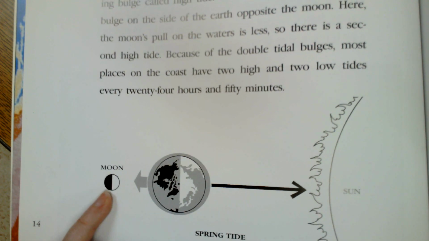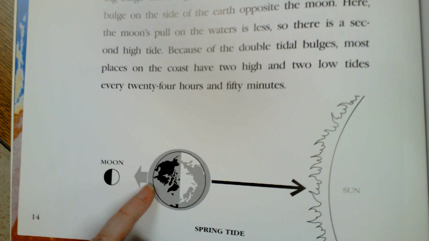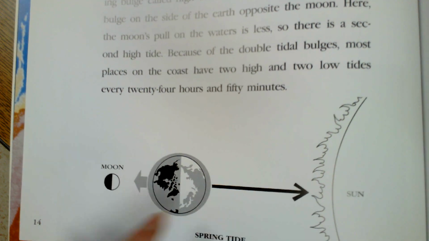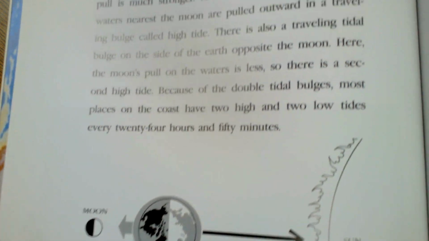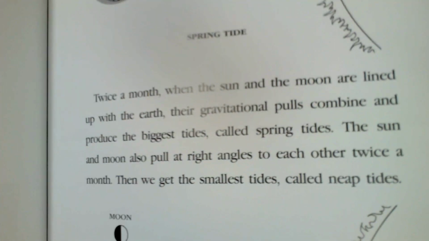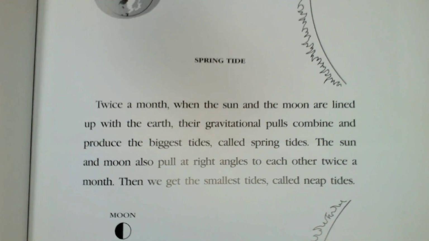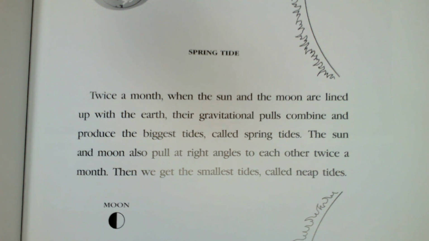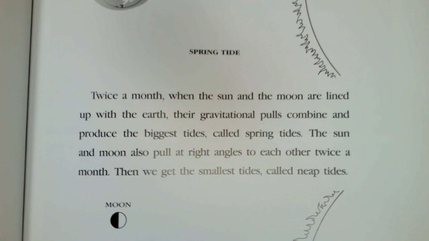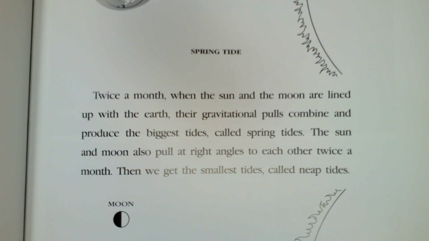See, the moon pulling here and the bulges in the center. We call that a spring tide. Twice a month, when the sun and the moon are lined up with the earth, their gravitational pulls combine and produce the biggest tides, called spring tides.